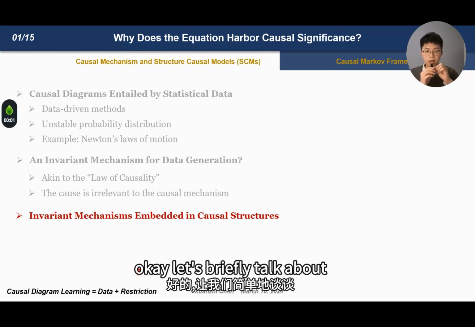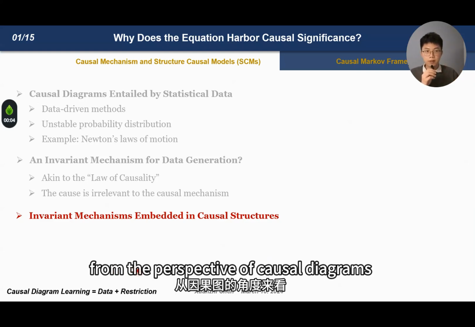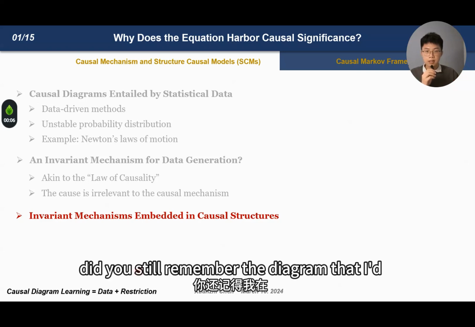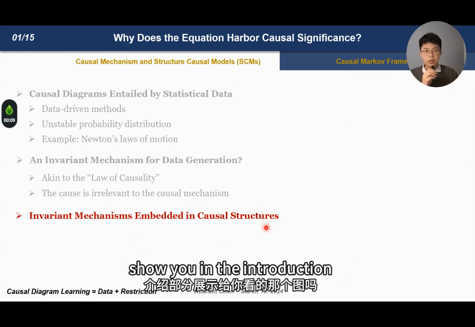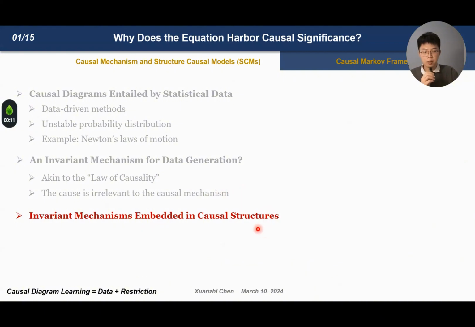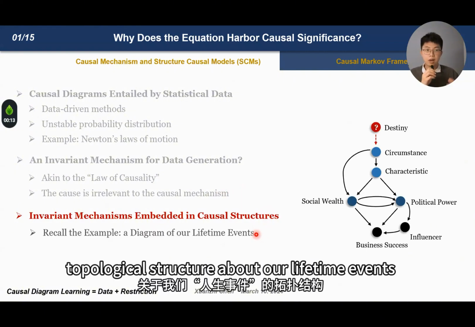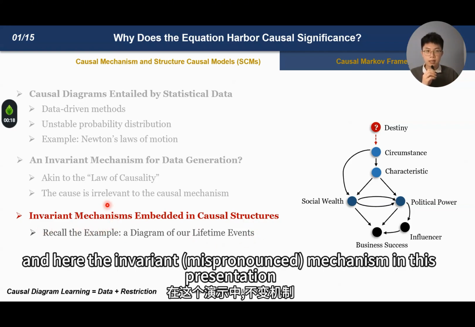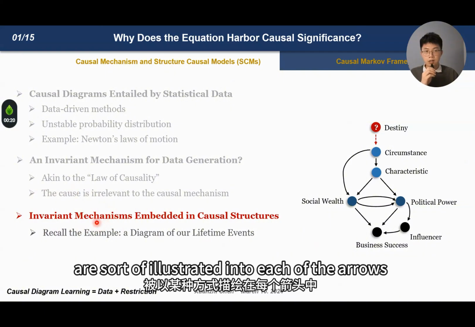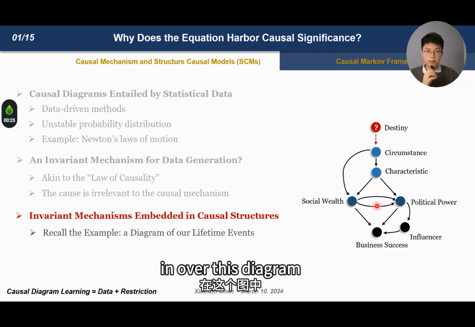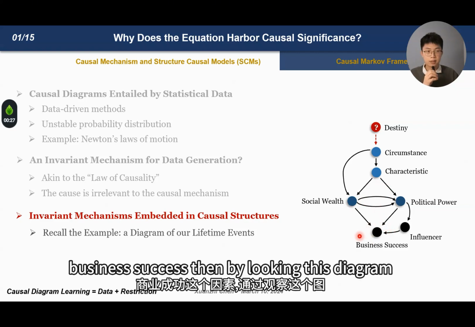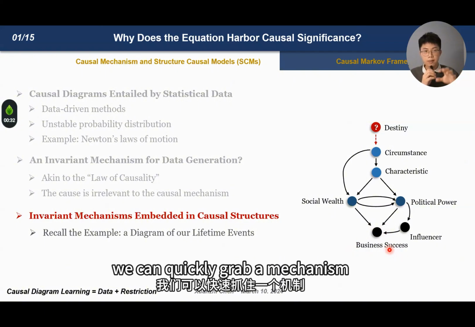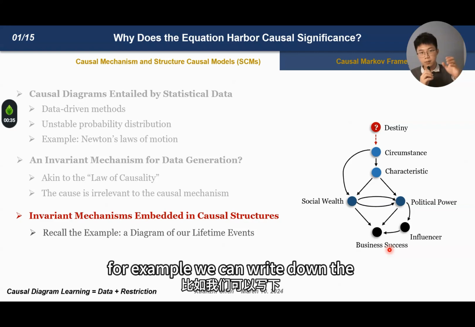Okay, let's briefly talk about structural causal models from the perspective of causal diagrams. Just to remember the diagram that I showed you in the introduction episode at the beginning, where we describe a topological structure about our lifetime events. And here, the invariant mechanisms in this presentation are illustrated in each of the arrows over this diagram. For example, if we take the factor business success, then by looking at this diagram, we can quickly grab a mechanism. For example, we can write down the formula.